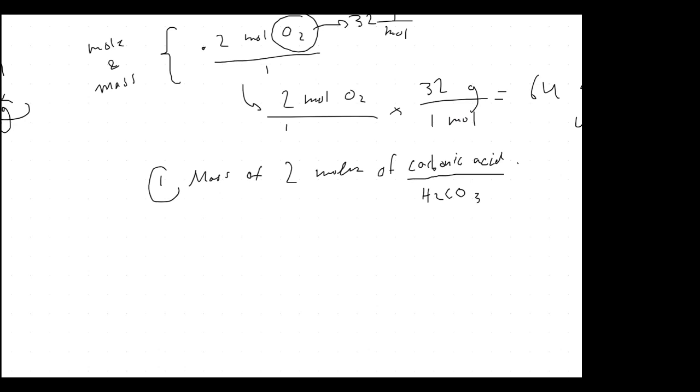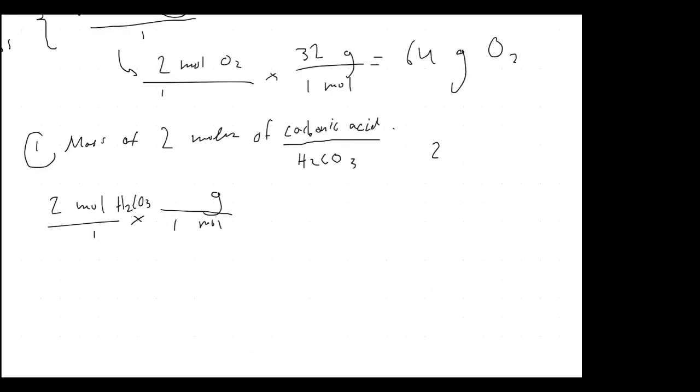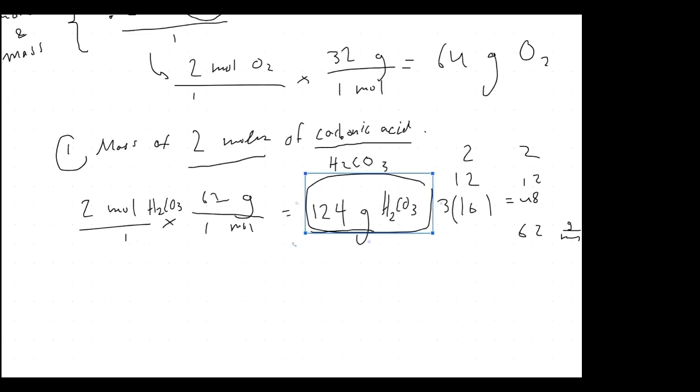So if we know the formula, we know the grams per mole by using the periodic table. If we're trying to convert 2 moles of H2CO3, we need to know the grams per mole. How many grams is in 1 mole? We can figure it out by the periodic table. 2 hydrogens, that's just 2 grams per mole. Carbon is approximately 12, and then 3 times 16, so that's 48 plus 12 plus 2, that gives us 62 grams per mole. So that gives us 62 here. And you can solve by simply multiplying, and it'll be 124 grams of carbonic acid. So in that example, we went from moles to grams. That is a mole to mass conversion.